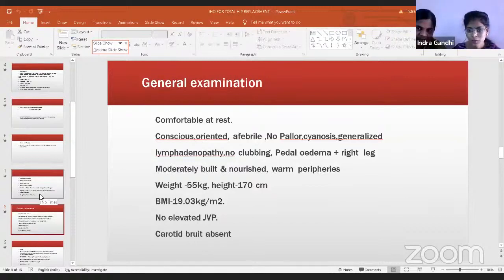Why? Because he's a known CAD patient. Giddiness may be due to hypoperfusion to the brain, and it will also produce a syncopal attack. So obviously, if there is something that is precedent to the injury, it means the risk stratification is going to be in a higher grade, isn't it? Yes, ma'am.